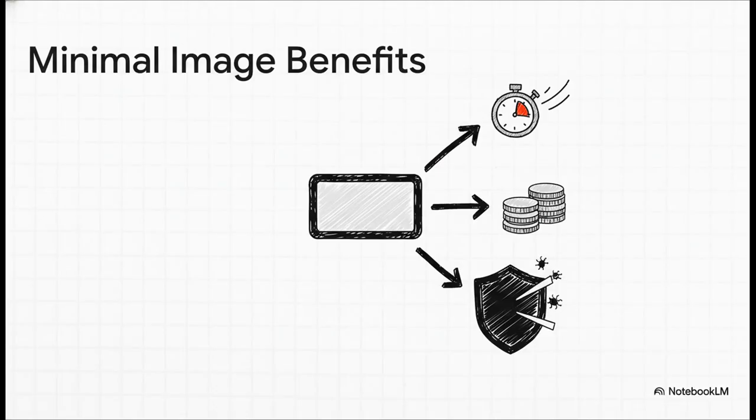And why does that matter so much? Well, you get 3 massive wins. First, your builds and pulls are way faster. Second, they're cheaper to store in your container registry. And third, and this is a big one, they are way more secure. A smaller image literally means a smaller attack surface for bad actors. It's a win, win, win.